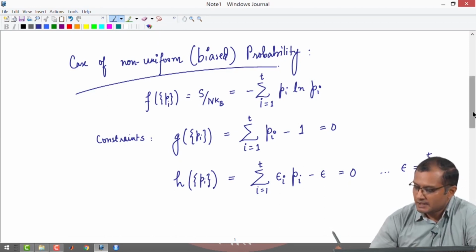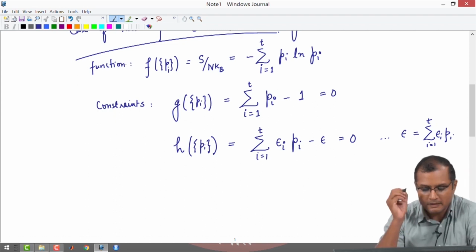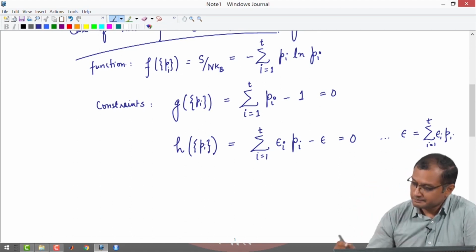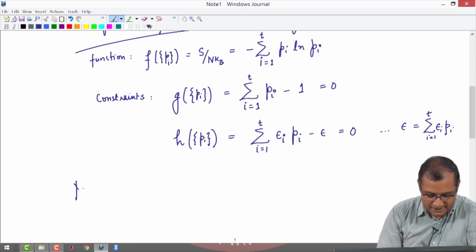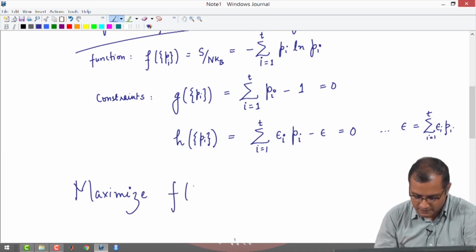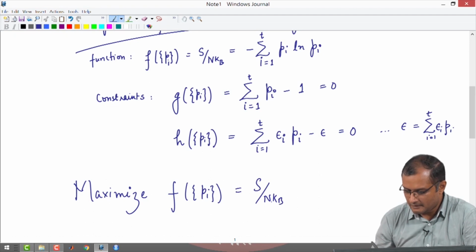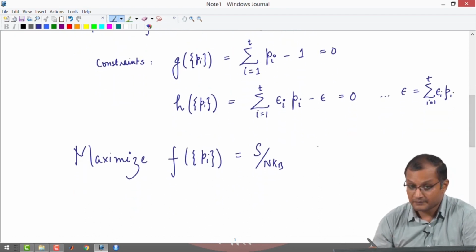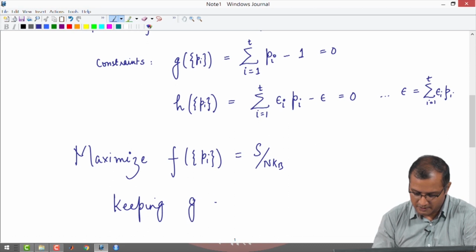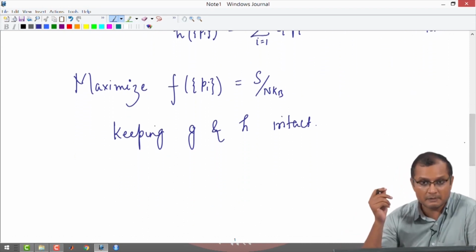Now, I have two constraints, and I want to maximize my function, which is entropy. So, my function is f, which is nothing but entropy per nk_B, and I need to maximize my function, which is entropy, subject to the constraints. Okay. Keeping g and h intact. So, under these constraints I want to maximize the entropy, and you shall be surprised to see the outcome.